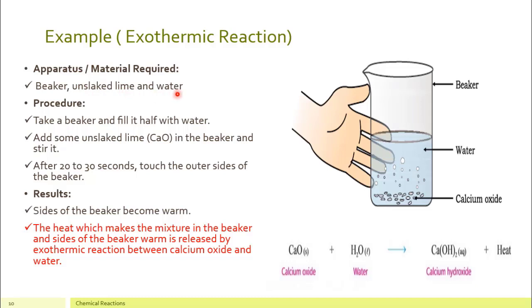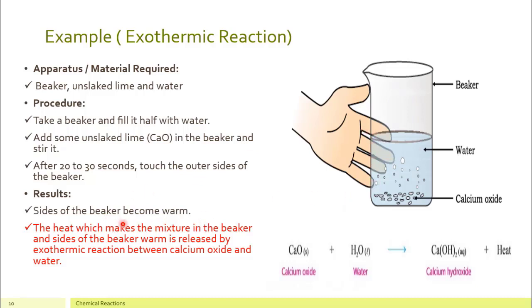Now what you are going to do with this operator, you will take a beaker and fill it half with water. For example, if it is 1000 ml, you will fill it up to 500 ml with water. Add some unslaked lime, which is also called calcium oxide, in the beaker and stir it with a stirrer. After 20 to 30 seconds, you will touch the outer sides of the beaker. What will you feel? The sides of the beaker will become warm.